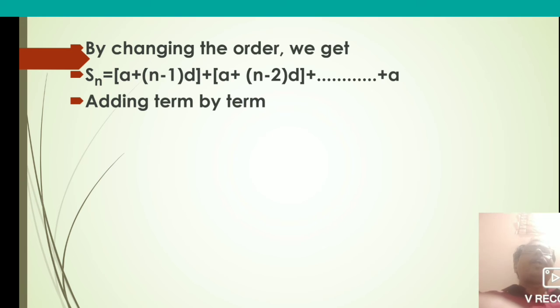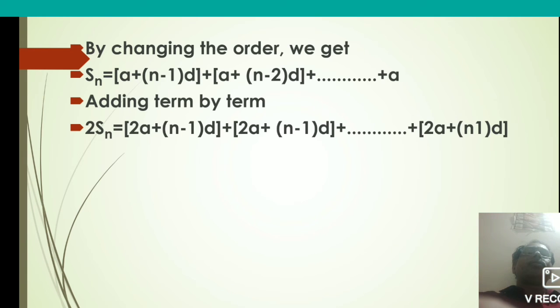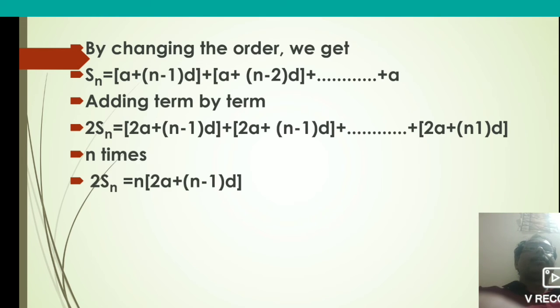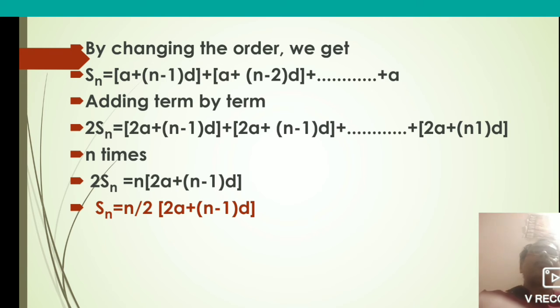And then adding term by term, the above two Sn's are added. We get 2Sn is equal to 2a plus n minus 1 into d, plus 2a plus n minus 1 into d, and so on up to 2a plus n minus 1 into d. Then how many times are these brackets? n times. So 2Sn is equal to n into 2a plus n minus 1 into d. Then Sn is equal to n by 2 into 2a plus n minus 1 into d.